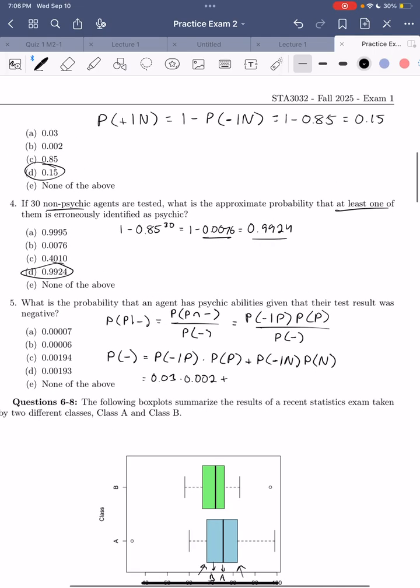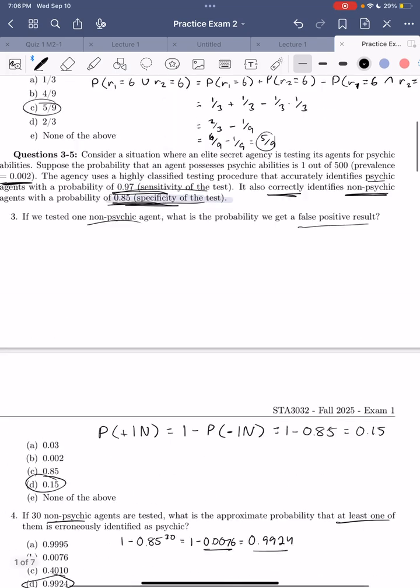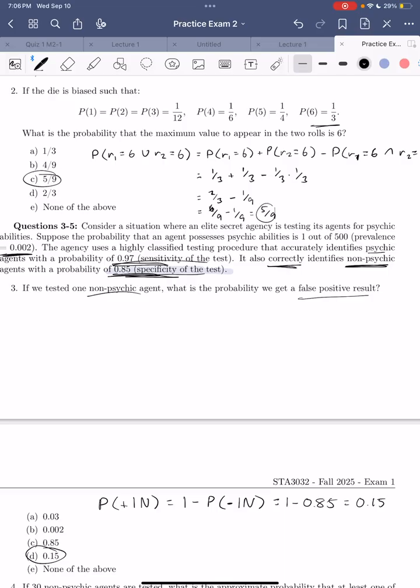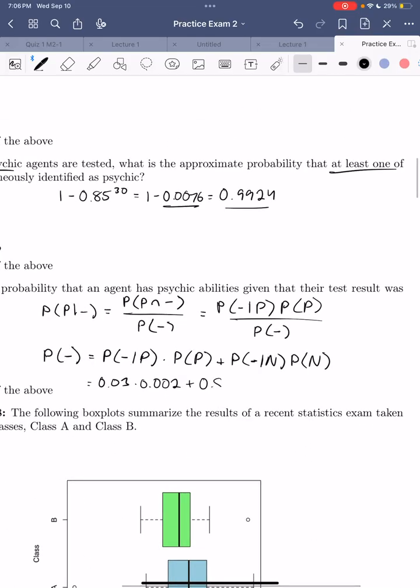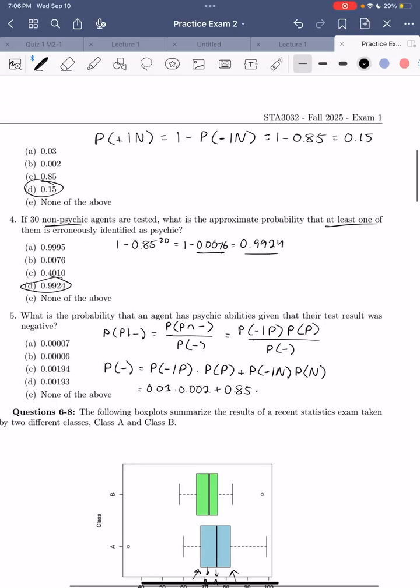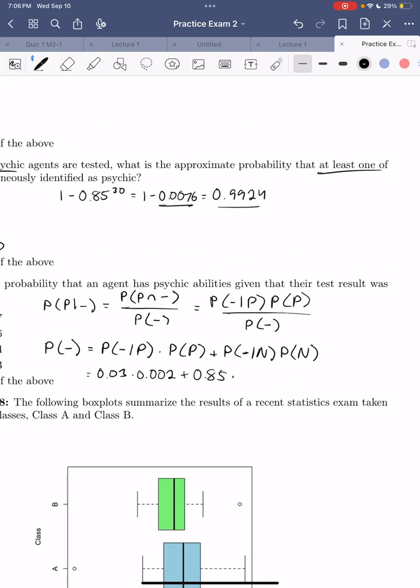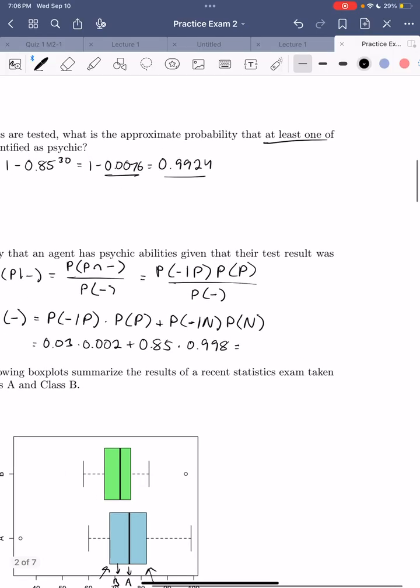And now we need the probability of testing negative and being non-psychic. And that's given over here, so that's 0.85. And then the probability of not being a psychic is just 1 minus 0.002, so that is 0.998. And all of that put together should be equal to 0.8484.